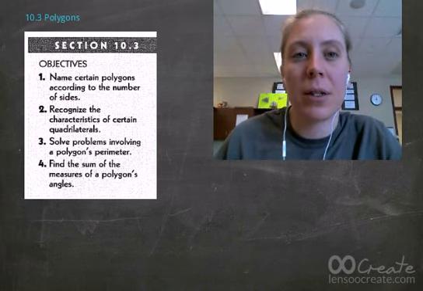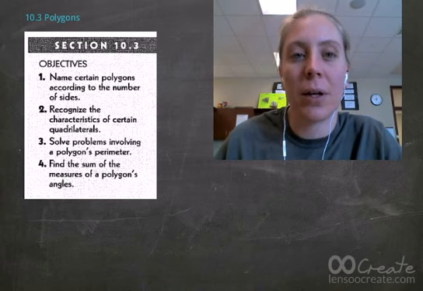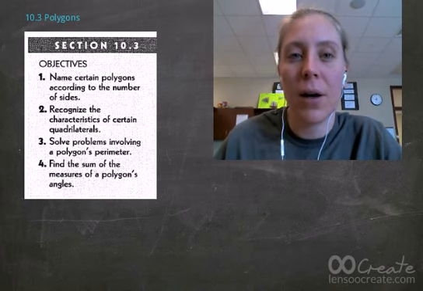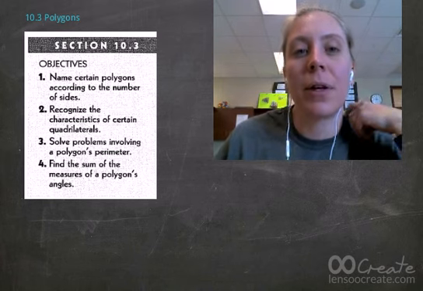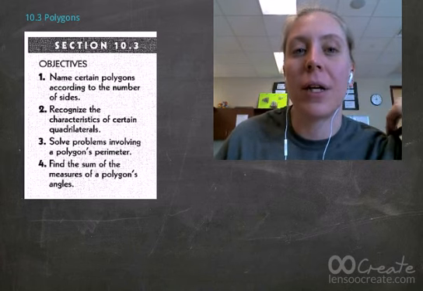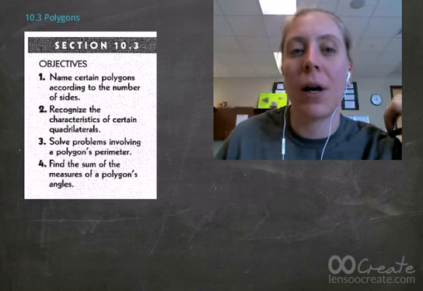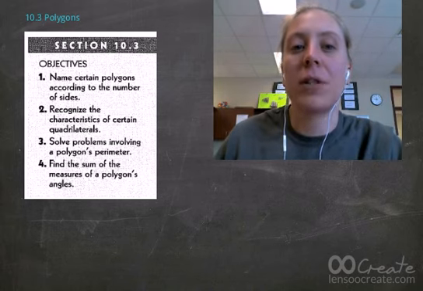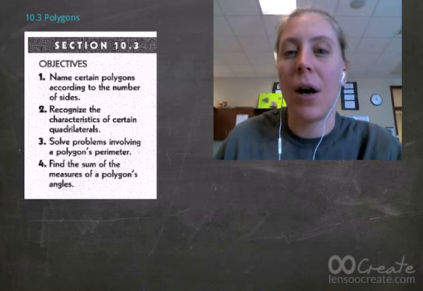Okay, so today we're going to be covering section 10.3, which is on polygons. We've got four main objectives. Today we're going to be looking at how to name certain polygons, recognize the characteristics of certain quadrilaterals, and then also solve some problems involving perimeter and finding the measure of polygons' angles.